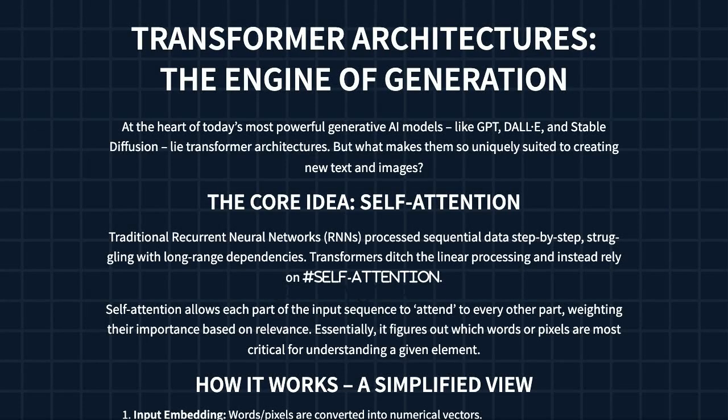Okay, let's talk about what really makes these generative AI models tick. The key player here is the transformer architecture. Forget how older systems process things one step at a time. Transformers use something called self-attention. This allows each part of the data, like a word in a sentence or a pixel in an image, to consider all other parts and figure out what's most relevant to it. It's like they're constantly asking, what does this relate to? And then using that information to create something new, whether it's text or an image.